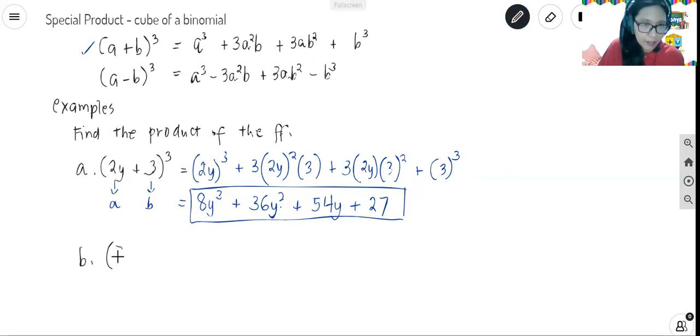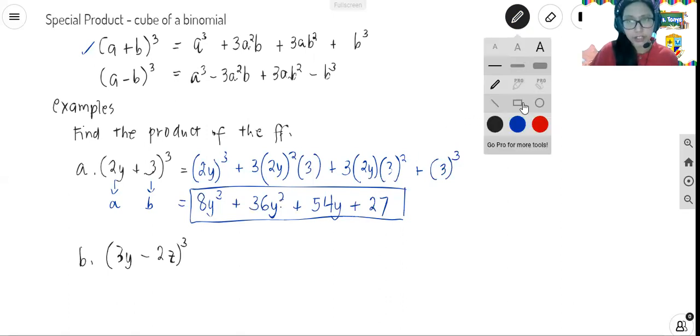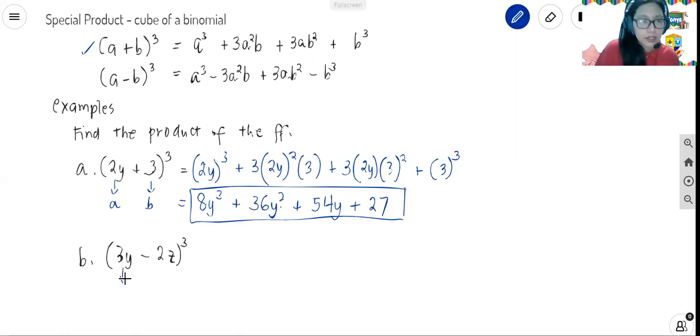This time, let's have (3y minus 2z) quantity cubed. You have to be very careful because there are parts of the solution wherein you have to square first a certain part of the term before you multiply it with the other. So make sure that you're very careful on it. This is A and this is B. Take note that it's minus, so we have to follow the second pattern.